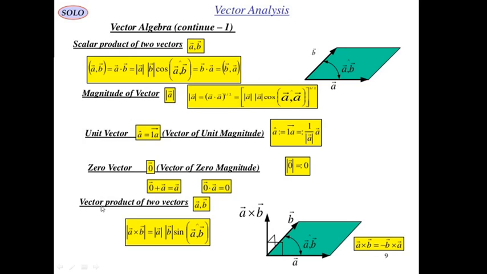Okay, so the last one is the vector product of two vectors, and that is a cross b. So a cross b is basically the product of their magnitudes times the sine of their angle, and the direction of a cross b would be perpendicular to the plane formed by a and b. So that is your direction. This is basically n cap, which previously we showed in the slide as n cap, so that is your n cap.